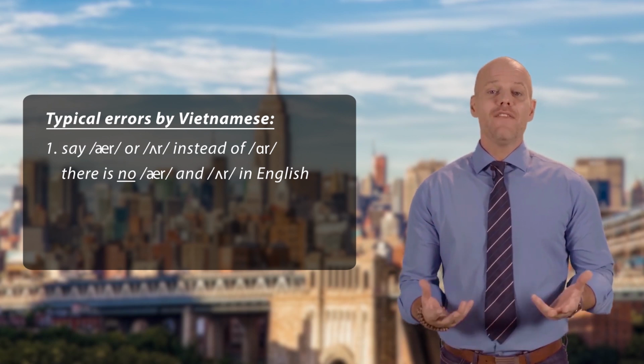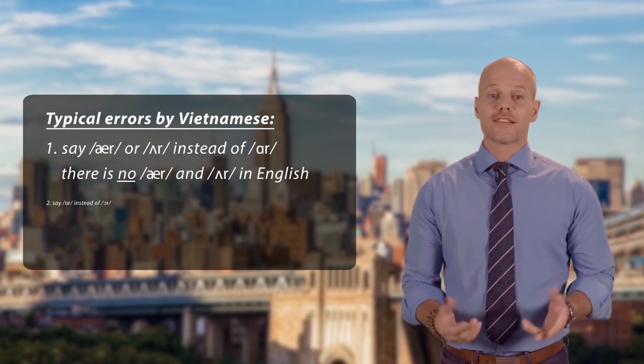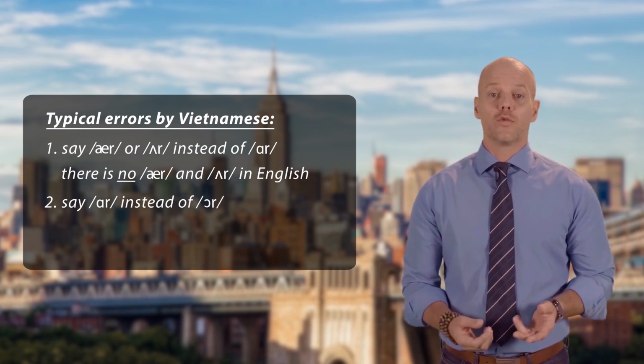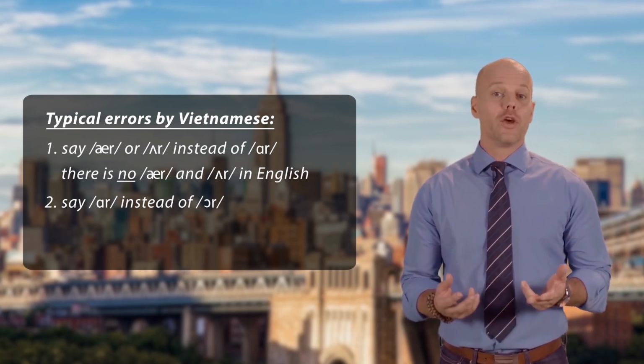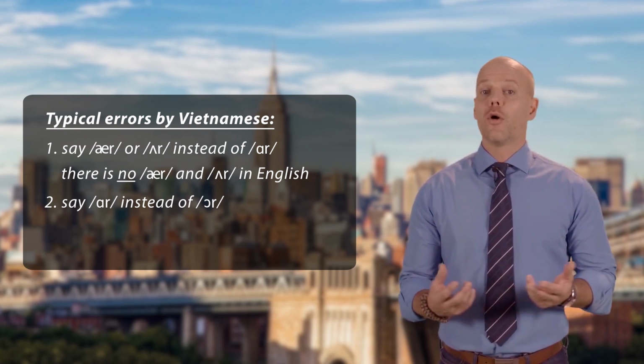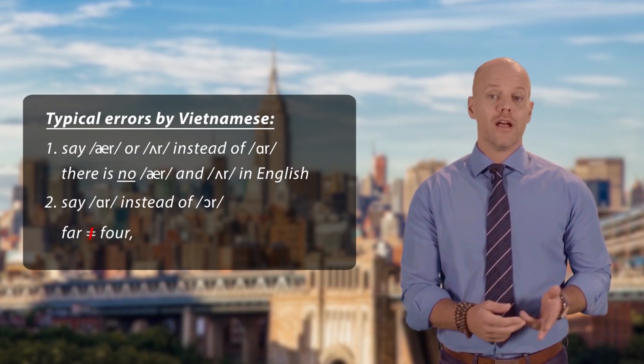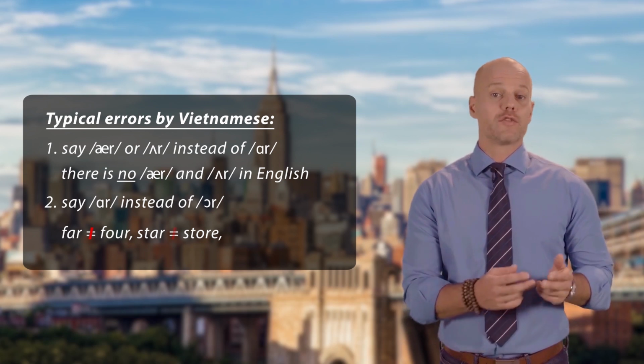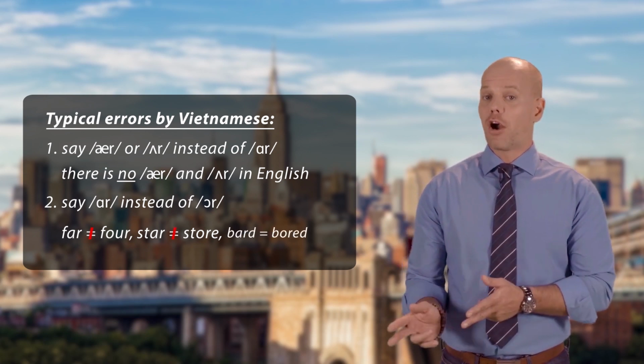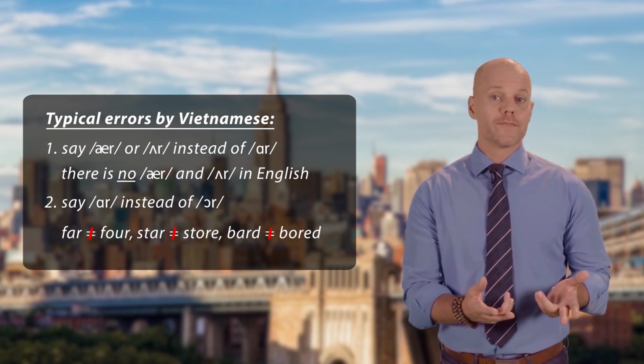Second, many Vietnamese people say an ah sound instead of the o sound when there's an r after the o sound. So people will say far instead of for, star instead of store, and barred instead of bored.